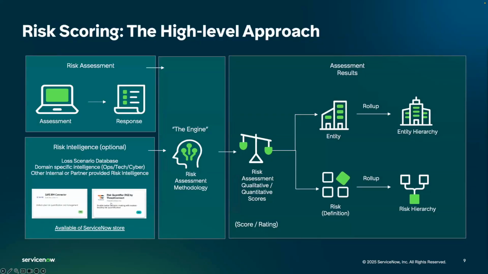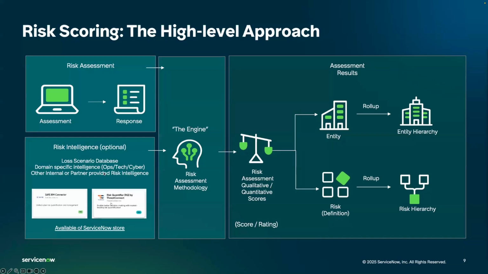All right, now risk scoring, high level approach. Let's visualize how risk scoring flows end to end. This diagram shows the journey from assessment inputs to aggregated results. The inputs are on the left-hand side. It starts with a risk assessment. An assessor opens an assessment and provides responses to factor questions. That's your primary input. But there is an optional layer, risk intelligence.